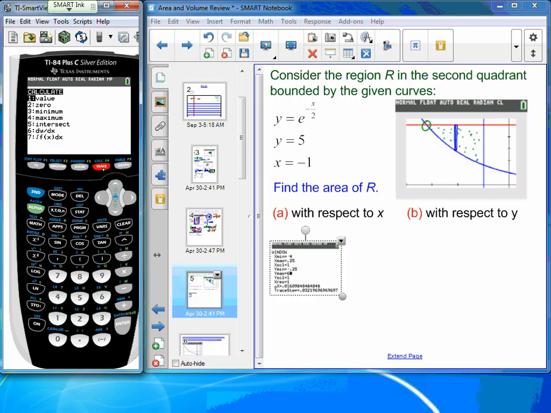Second, calculate, intersect. 5, first curve, enter. Second curve, enter. Guess. Voila! Looks like -3.218876.